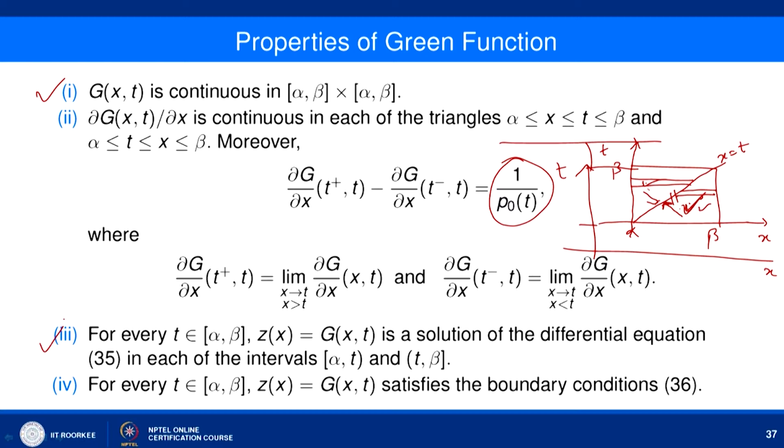And the next property is that for every t in (alpha, beta), G(x,t) as a function of x is a solution of the differential equation in each of the intervals (alpha, t) and (t, beta). So, at t it may not be a solution. For every t in (alpha, beta), G(x,t) satisfies the boundary condition. So, first of all it is a solution of the differential equation when t is not equal to x, and it satisfies the boundary condition which we have provided along with the equation.